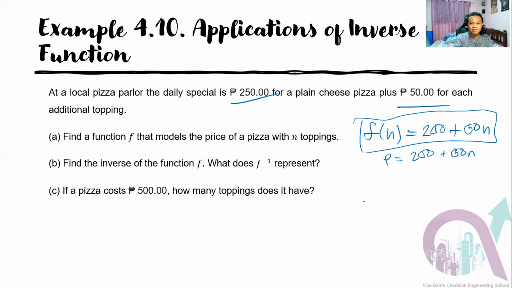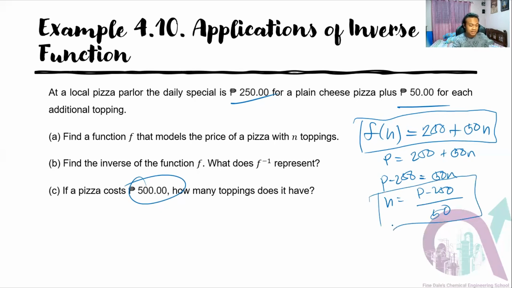For example, the price is 500, but later. Let us solve for the inverse function, meaning n must be on the left-hand side. So p minus 250 equals 50n. So n is equal to p minus 250 over 50.